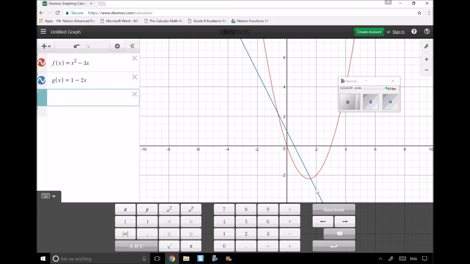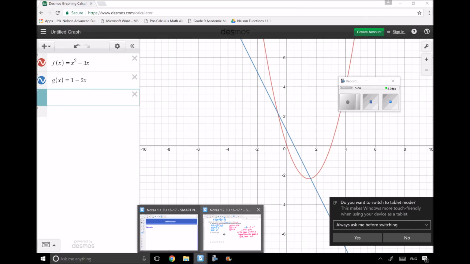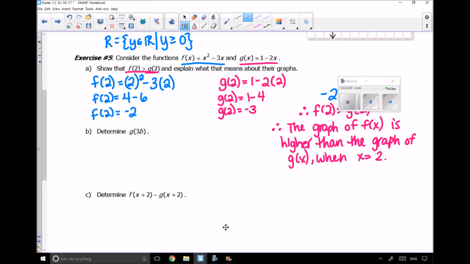Okay, so next thing I'm going to do is evaluate g of 3b. How do I do that? Every time I see an x value, I replace it with 3b. This is still my input. It just happens to be a variable, but the idea is still the same. So g of 3b is going to be equal to 1 minus 2, and then instead of x, I'm going to replace it with 3b.